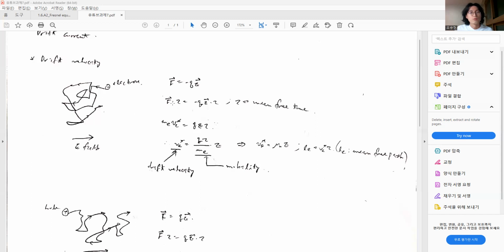And when we multiply this force F by a specific time tau, it means the change of the momentum. So this can be expressed as the mass of the electron multiplied by the velocity of the electron.